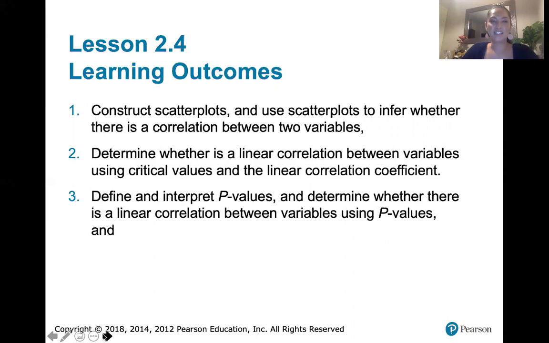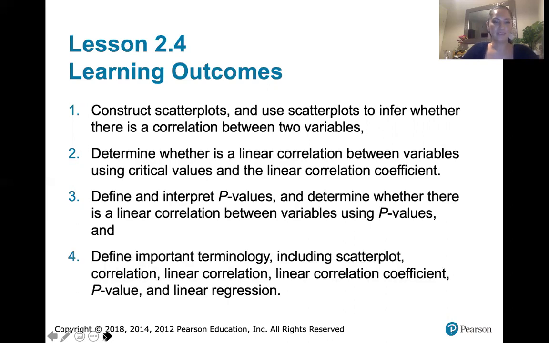Then we'll define and interpret what are called p-values and use those to determine whether there is evidence of a linear correlation between variables. And then finally, we're going to summarize all of the important terminology that we studied throughout this lesson, including the terms scatterplot, correlation, linear correlation coefficient, p-value. And then finally, we'll discuss linear regression and what that is.